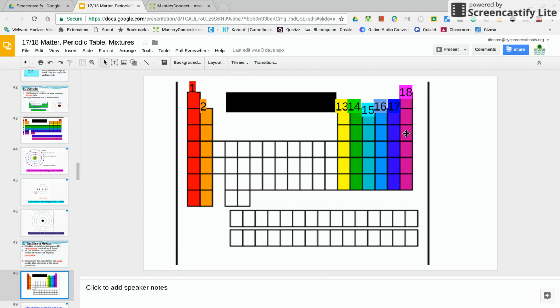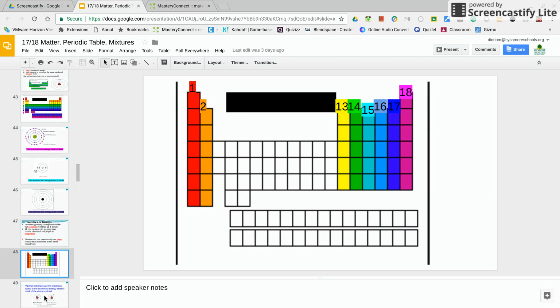So for example, this element right here would be more similar to the one above it or the one below it than it would be to the one right to the left. So these in the same column are more similar to each other than anything that's in the same row. The only thing that an element in the same period or row has in common is the number of electron shells that they have.